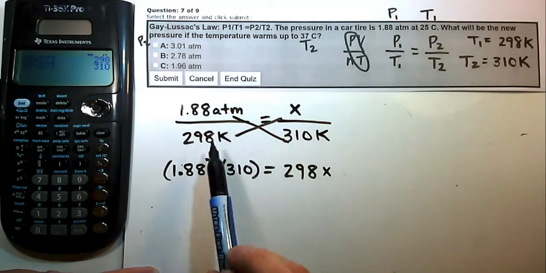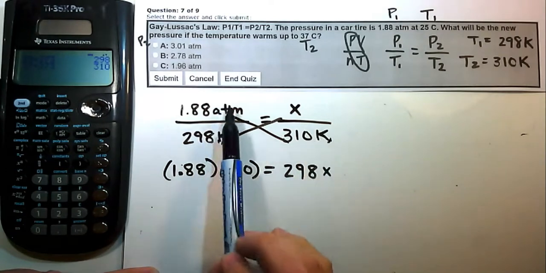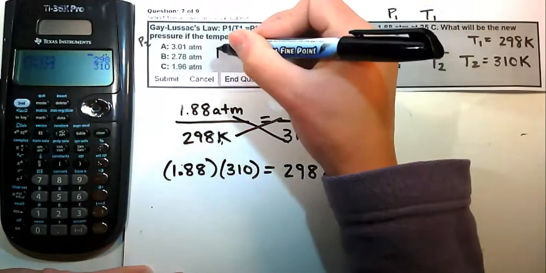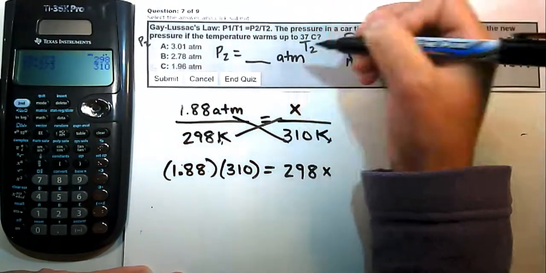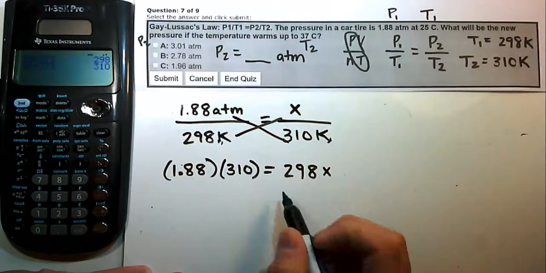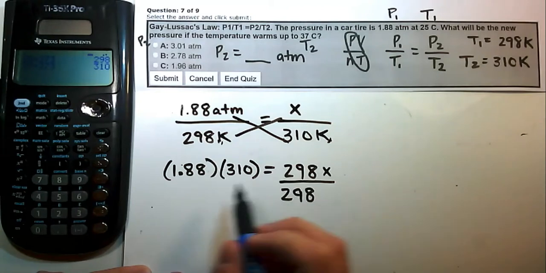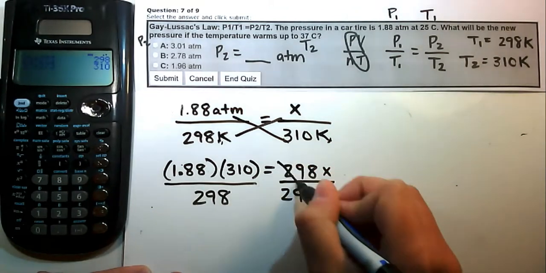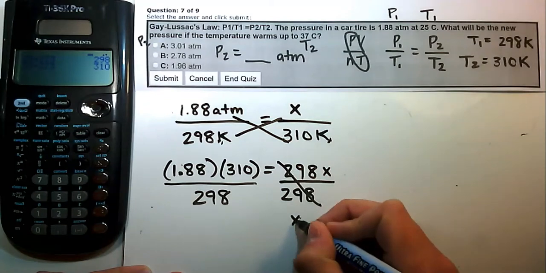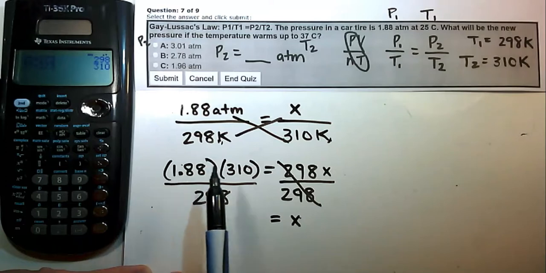Our final answer, just to take a look at our units, Kelvin is going to cancel out. And our final answer, our P2 value, will come out in atm, so some number of atm. So to isolate X, we need to divide by 298. And we do this on both sides. So these 298s cancel, we're left with X on the right hand side equals 1.88 times 310 divided by 298.